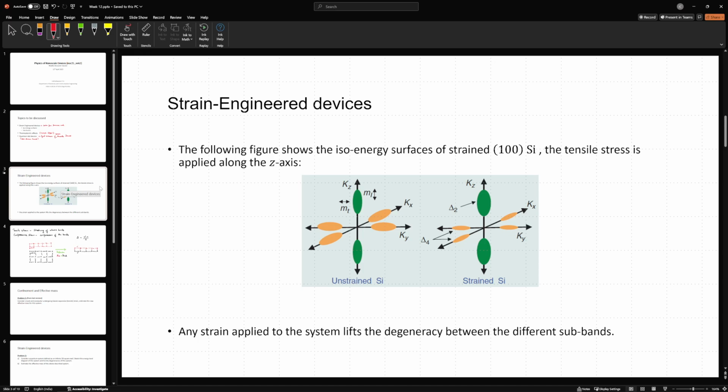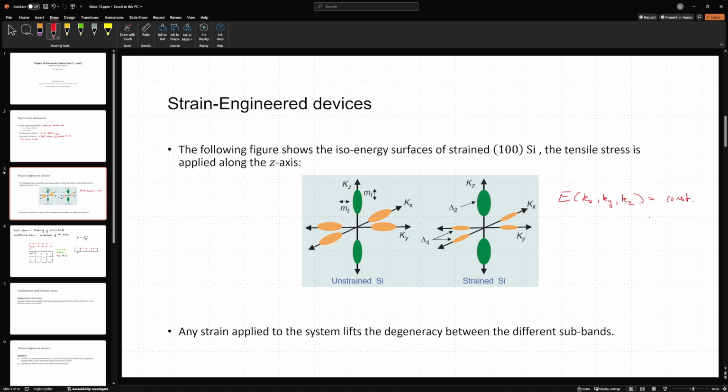When we are talking about strain engineered devices, what are strain engineered devices? Consider the figure shown here. These are what are known as isoenergy surfaces. Since I have three axes giving me kx, ky, and kz, what I will do is plot the points such that E of kx, ky, kz equal to a constant. So I will try to plot this in this 3D space.